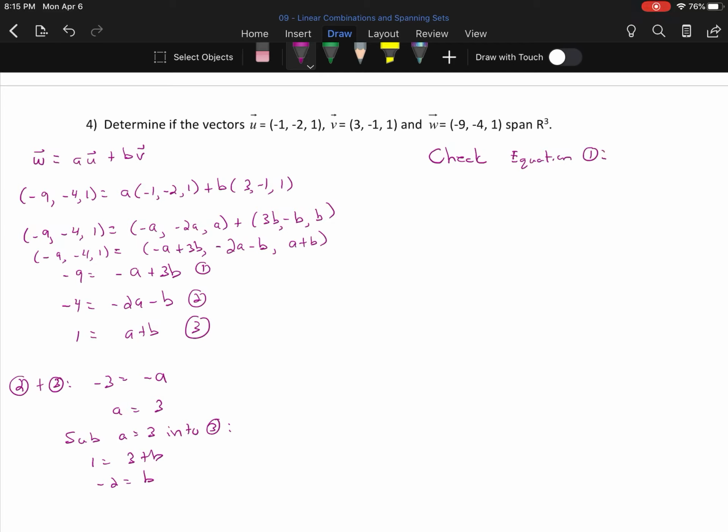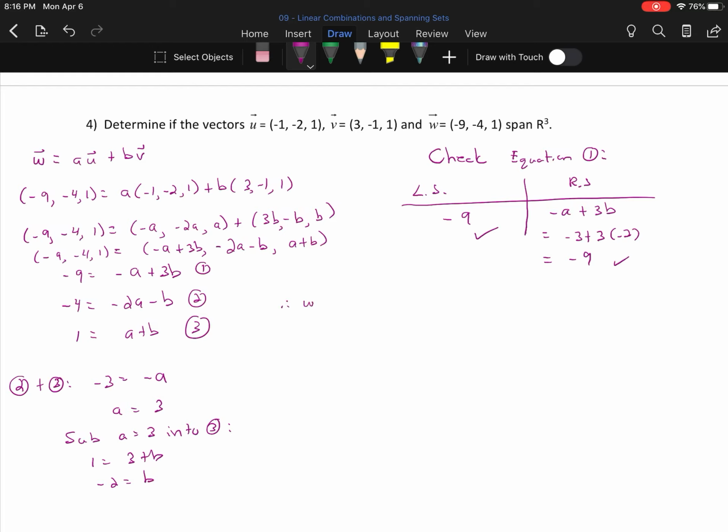So what I really have to do is check equation 1 to see if this a and b will work back in equation 1. And I'm going to do it really formal, with the left side, right side check in equation 1. Equation 1 had negative 9 on the left side. It had negative a plus 3b on the right side. So it's negative 3 plus 3 times negative 2. Put all this together, I get negative 9. Okay, it checked out.